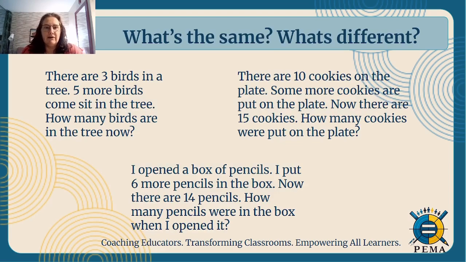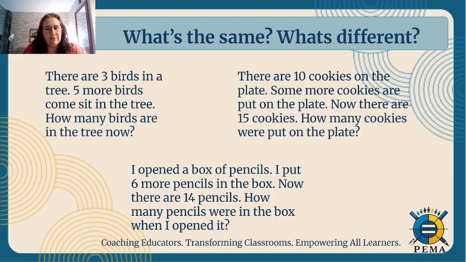The first one, there are 3 birds in a tree, 5 more birds come sit in the tree. How many birds are in the tree now? So it's add to because we start with 3 birds and we add 5 more. And it's a result unknown because the question is how many birds are in the tree after more birds came.